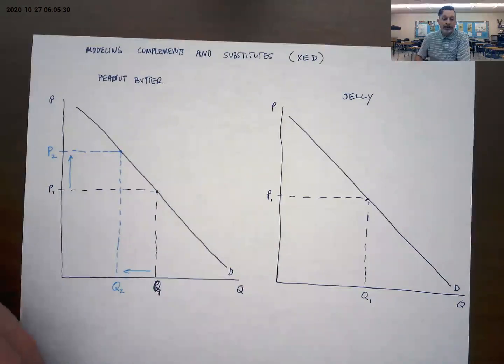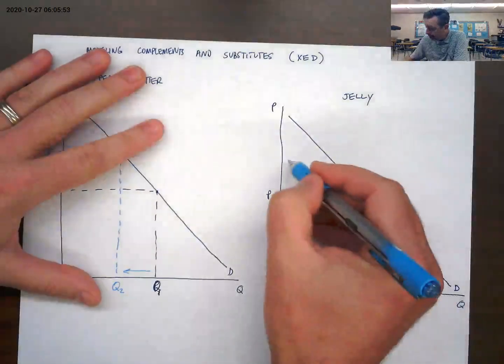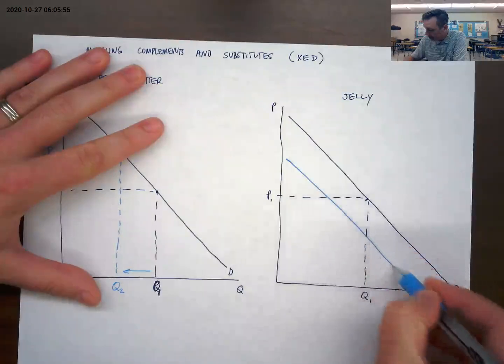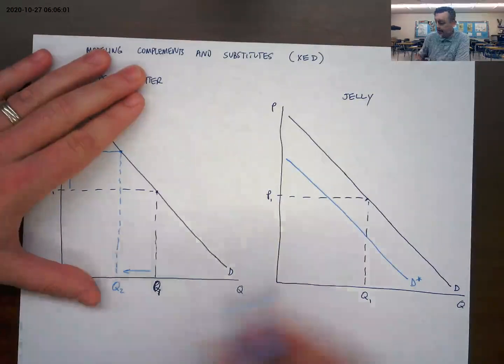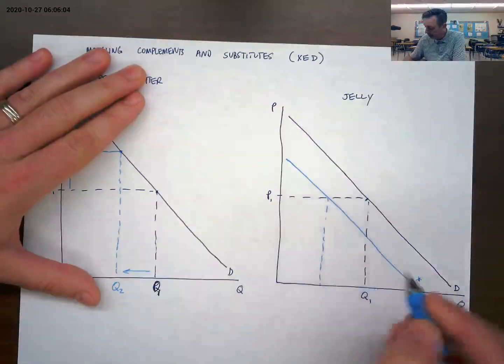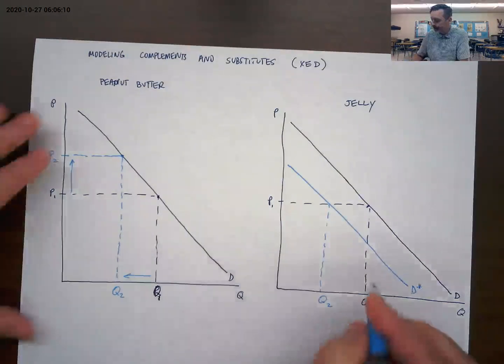And therefore, what we see is a change in a determinant of demand, price of related goods. And so, at every individual price of jelly, we are going to be inclined to buy less jelly because we are buying less peanut butter. And therefore, since it's going to happen at each and every individual price, we see a leftward shift of our demand curve, and we see that we are going to buy less jelly even though the price hasn't changed at all.